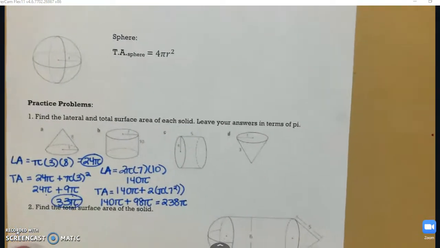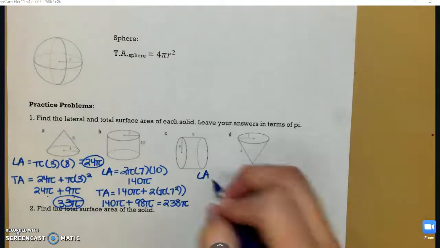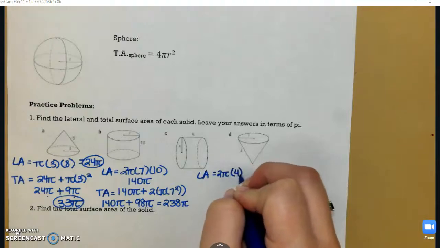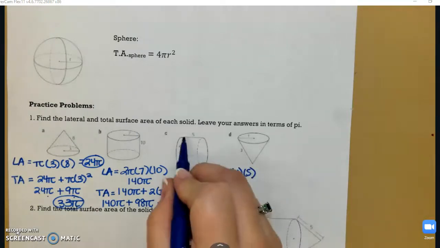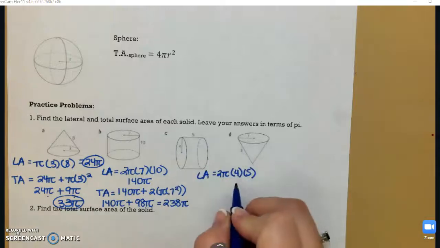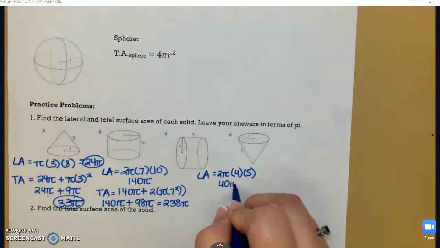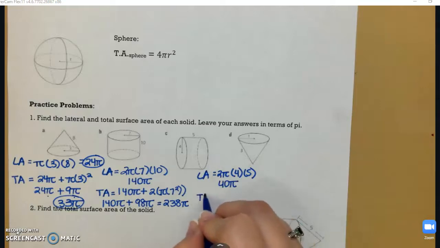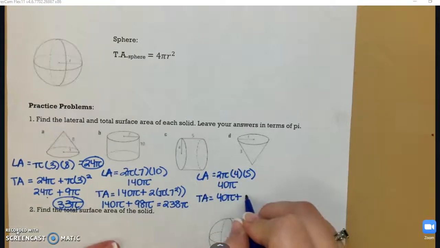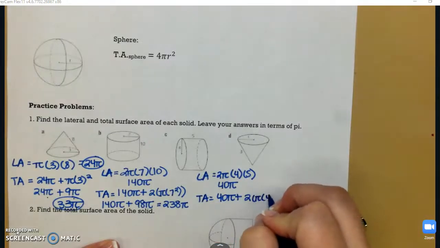For C, we have another cylinder. So my lateral surface area is again going to be 2 pi times my radius times my height. Radius is 4, height is 5. Even though it's on its side, this is still my height. So 4 times 5 times 2, that gives me 40 pi. And then for total surface area, I'm adding the area of my two circular bases, which is pi r squared.